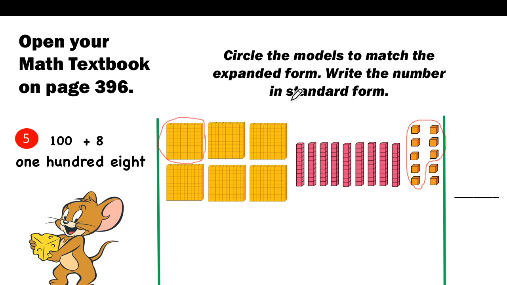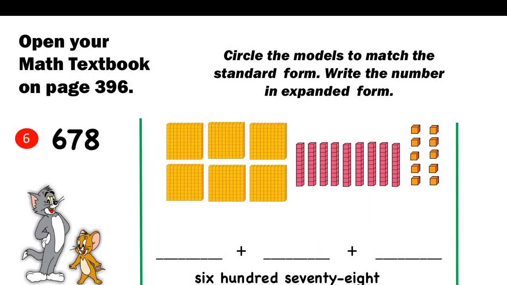So let's go and count and write down. How many hundreds did you circle? 100. How many tens did you circle? None. That means what? 0. None means 0. And how many ones did you circle? 8. So what will be the standard form for the number? 108. Like this. There must be 0 because we have no tens circled.